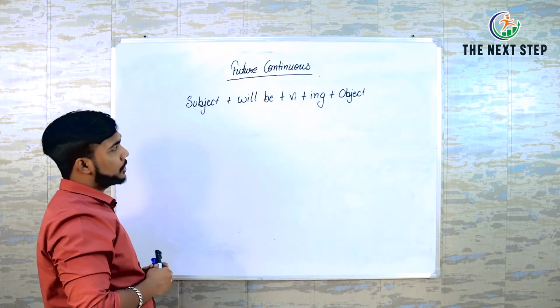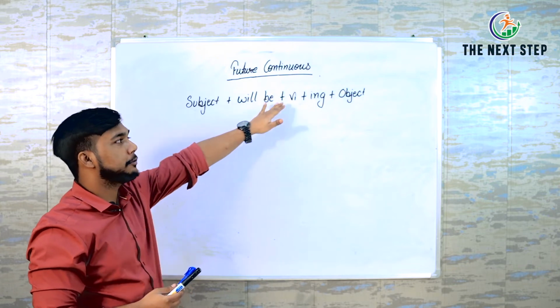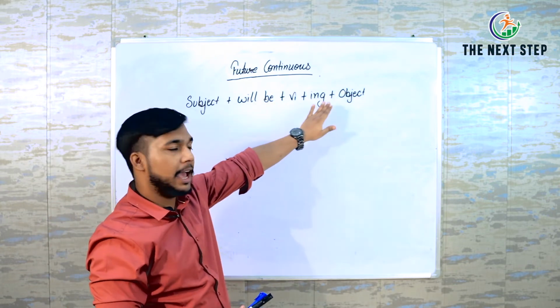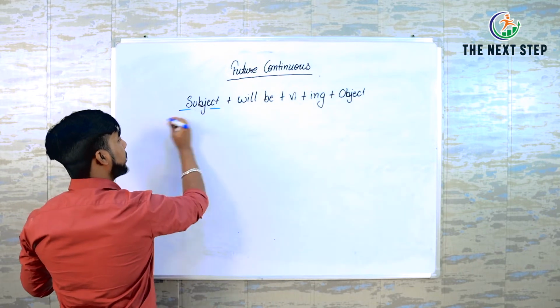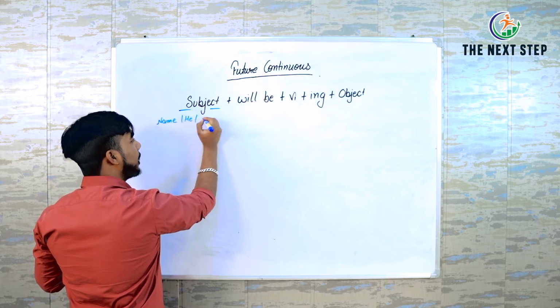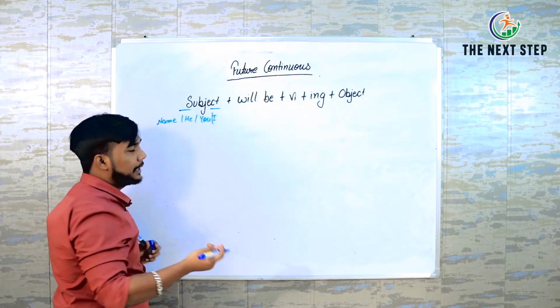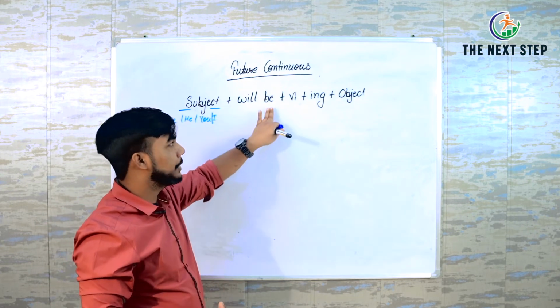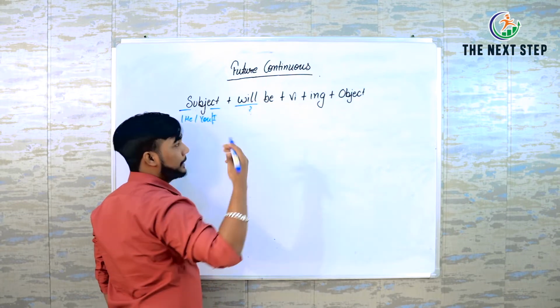Okay, so in future continuous we have subject, will, be, first form of verb, ing and object. So guys, subject means name, he, you, I, like this. Then after that you will add will be. You might be thinking, what is will?